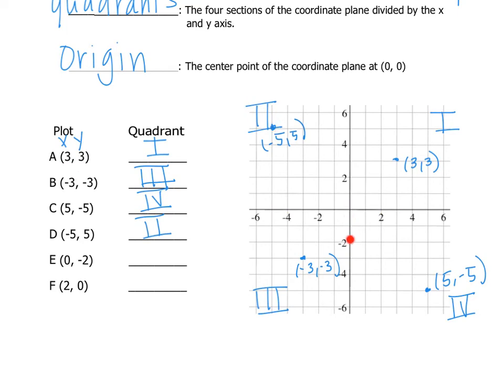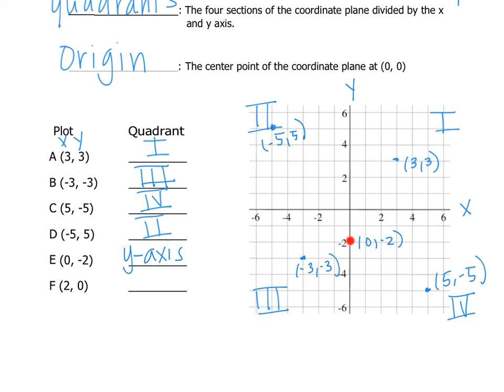(0, -2) is right here. And that would be on our y-axis. So it's not actually in a specific quadrant. It would be down here, but it's on the axis, which is on the line, so we have to say what line it's on. This is our x, and this is our y. So it's on the y-axis.